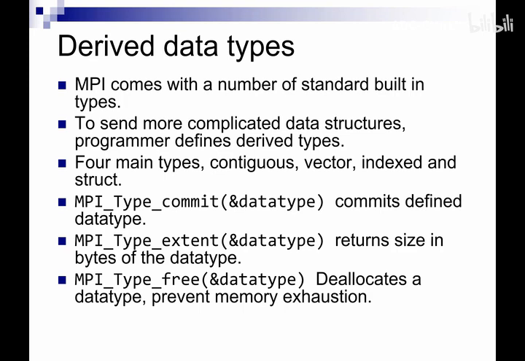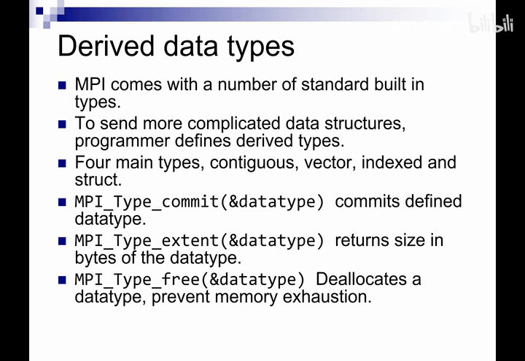Okay, so in order to define one of these types, you're going to define a data type, right? I'll show you how you can create the definition of these various data types, and then after you've defined the data type, you're going to commit the data type. You're going to tell MPI that I want this kind of data type. So you're going to use MPI commit for that.